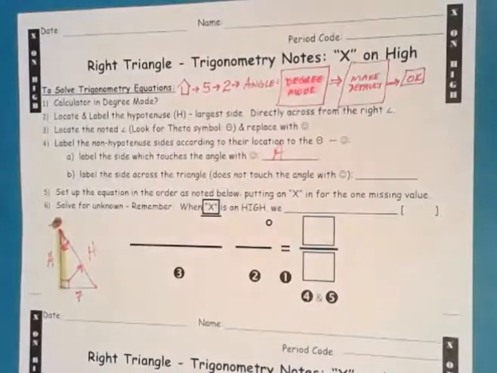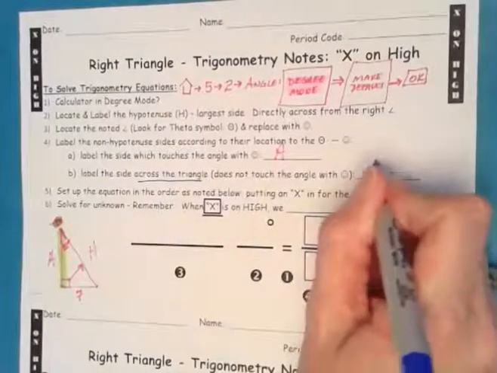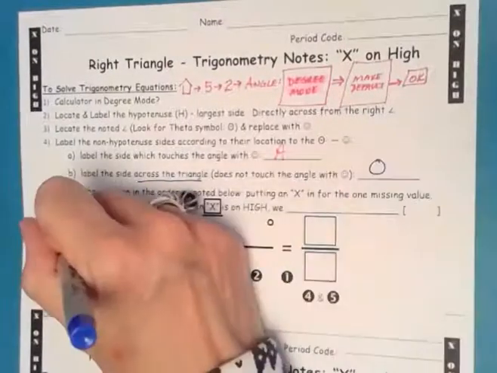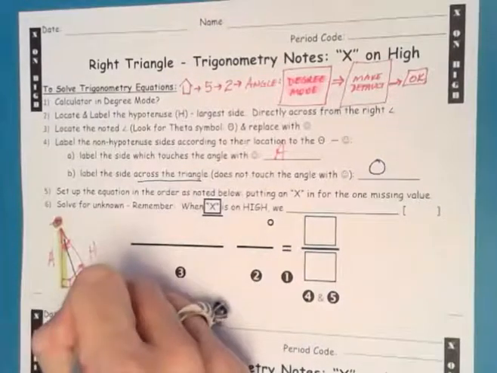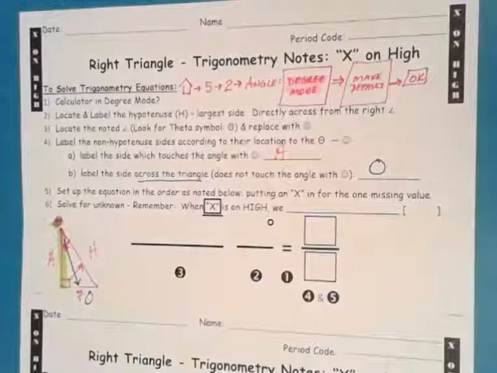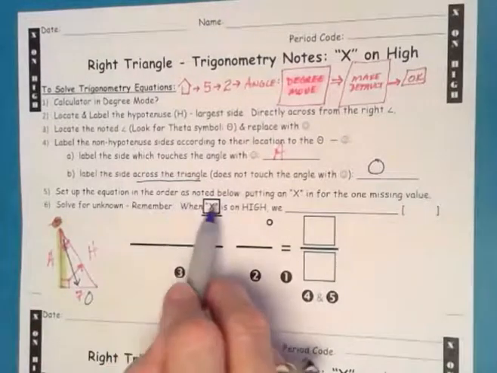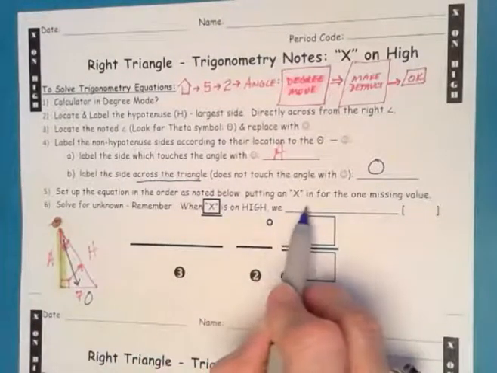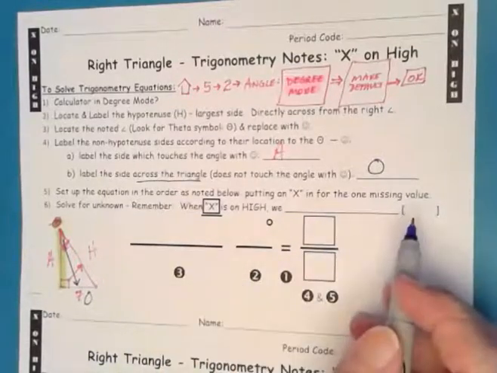To find our side that is across the triangle that needs to be labeled opposite, we can take an arrow all the way from the theta angle across and label this side O for opposite. H, A, and O. They talk about in the song Getting Triggy with It. To set up an equation in the order as noted below, putting an X in for one missing value, we're going to use this process every day to work a trig problem.